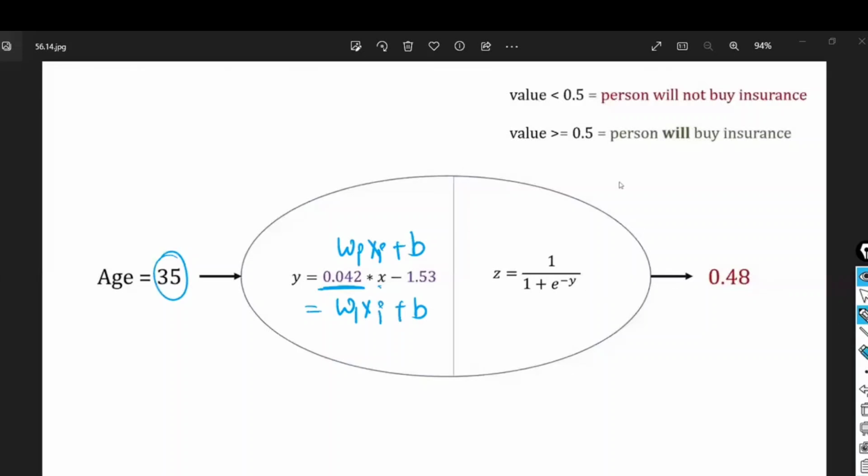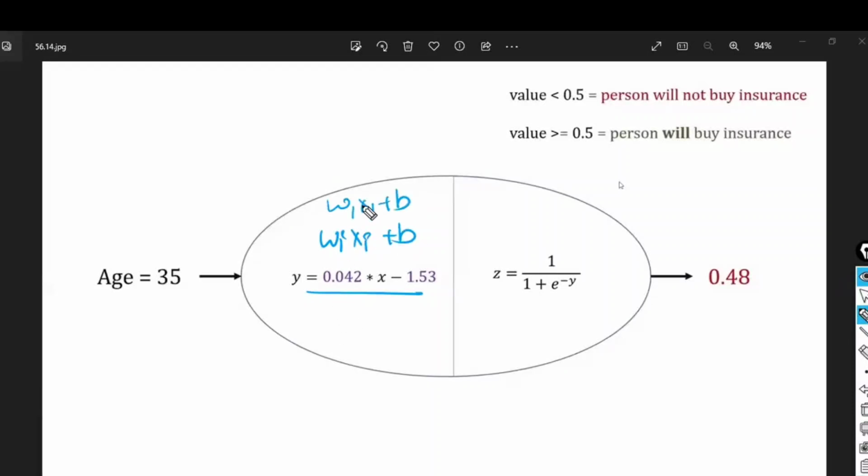Now in the neuron, I have told you 2 steps. Step number 1 is calculating wi xi plus b. In this case, only one variable is there, so w1 x1. If 2 or 3 variables are there, it would be more terms. Once you have calculated that, step number 2 is the activation function. First you calculate 0.042 into 35 minus 1.53, and you will get some value. Let us calculate that value.